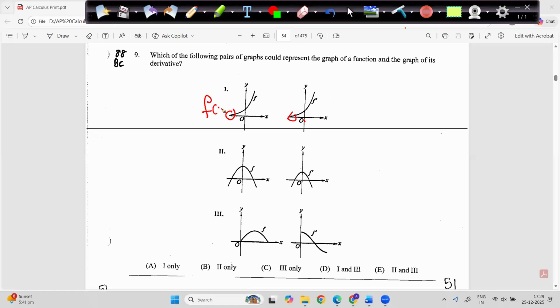What is the problem with this, Sushant? f of x is minimum only, right? What is the problem with that? So the answer for this question is 1 and 3. The function is increasing, so f dash x is positive. It is increasing more, so f dash x should be positive.